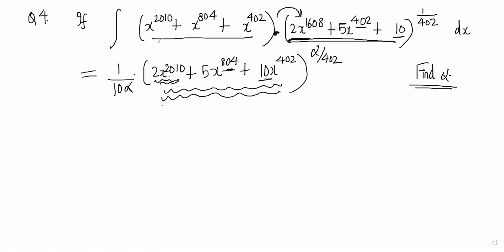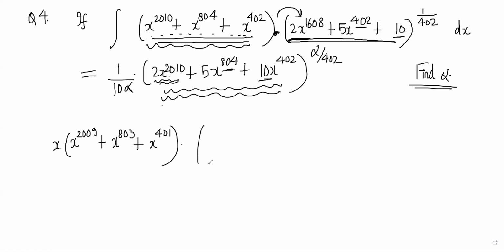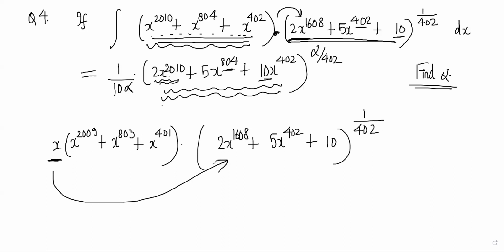If I take x^402 common from here, right, and I bring it, actually you don't have to take x^402 common from here at all. What you have to take is x common from this bracket. This x common will make it x^2009 plus x^803 plus x^401. And here you have got 2x^1608 plus 5x^402 plus 10, and whole to the power 1 by 402. And if you try to bring this x inside this now, what will happen?